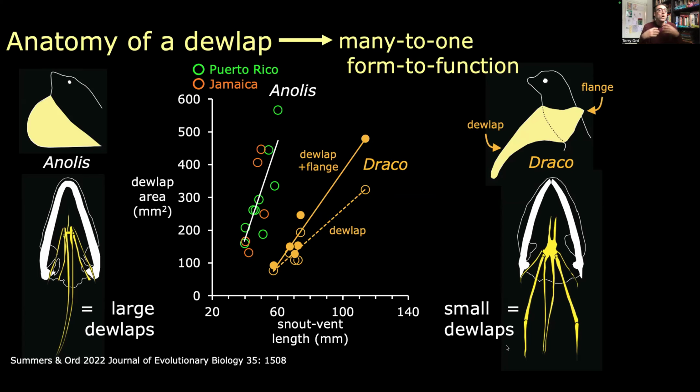And this is important for signal detection and the amount of information that can be encoded in that dewlap in terms of the pattern and the color of that dewlap. So Draco have actually come up with an alternative. They've actually evolved these kind of flanges that come out the side, so a three-dimensional dewlap, if you will.